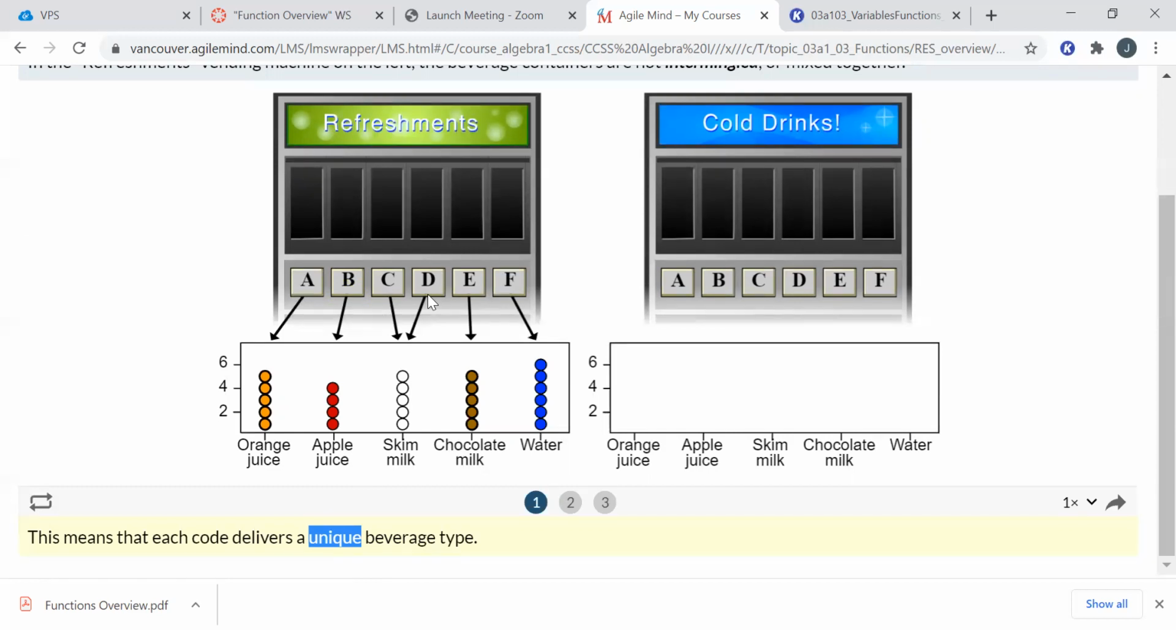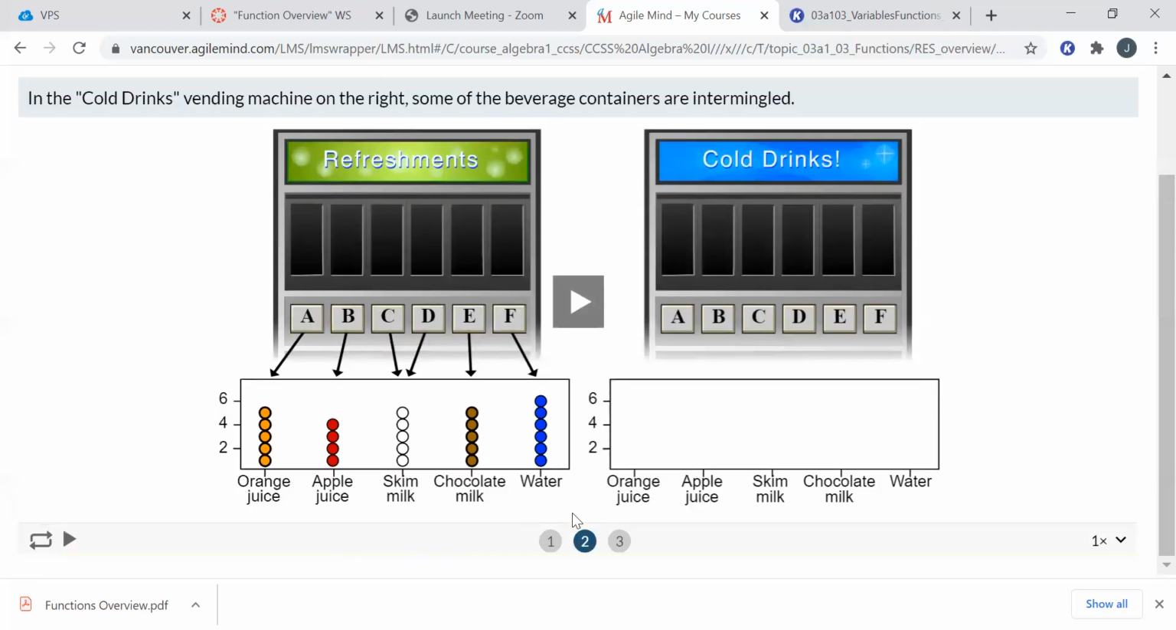So depending on what I push, my choice of what button I push always gives me the same thing. So I would never push A and get apple juice or skim milk or chocolate milk. But I will always get orange juice. Every single time I push A, I get orange juice. That is a dependable situation. All right, moving on to the next one.